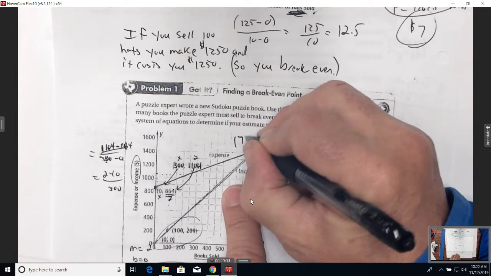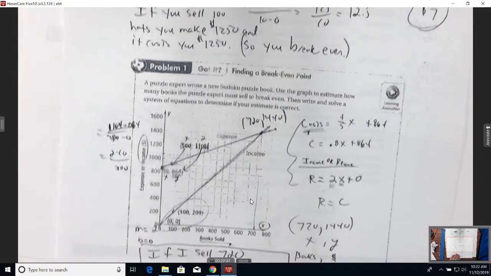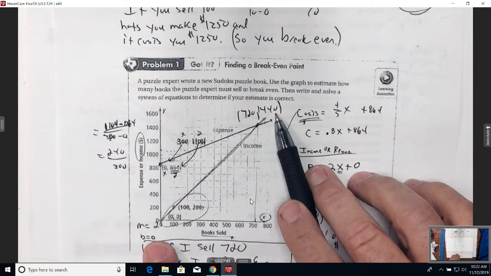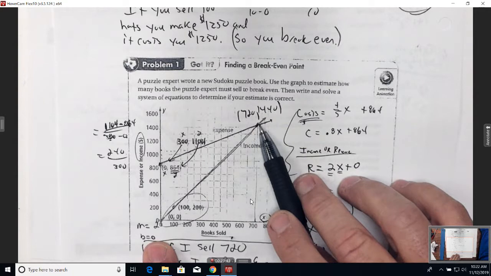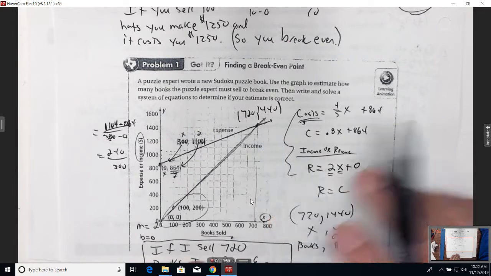So that intersection is at 720 what? 1440. So I have to spend $1,440, and I better sell 720 books to make that money back. If you do not plan on selling 720 books, you better not go into business. Okay? Because you will lose money the whole time. Make sense?